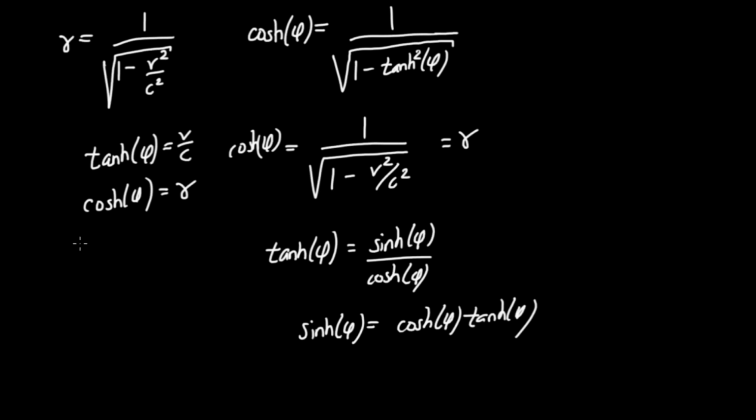So sinh of phi is simply the product of these two. So it's going to be gamma times v over c. So these are the nice relations I can get between the hyperbolic trig functions of this hyperbolic angle and the v's, c's, and gammas. And if you're wondering, well, what the hell is this hyperbolic angle? I'm just going to turn around and say that phi is equal to the inverse hyperbolic tangent of v divided by c. Just taking this equation and solving for phi.